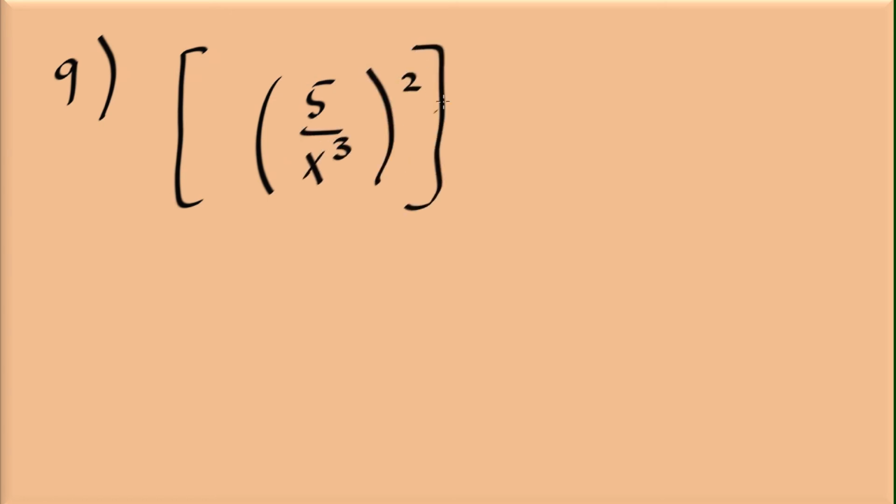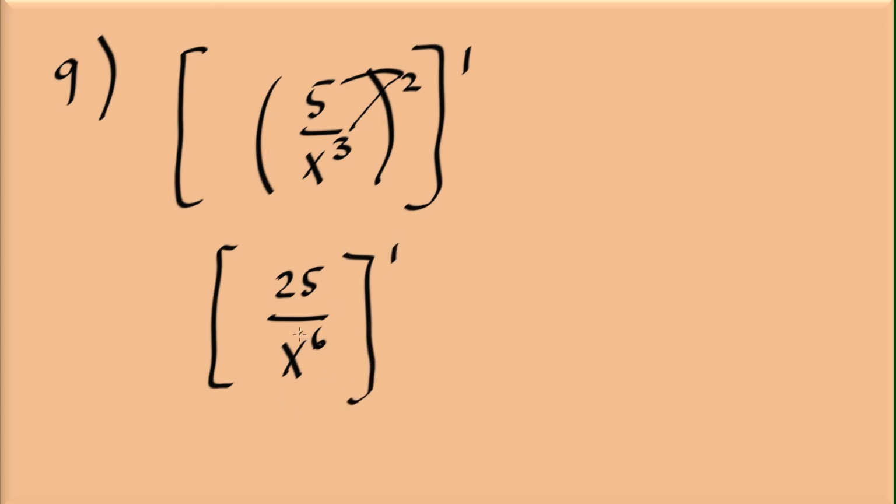Number 9. Let's say we have another reciprocal just to make sure that this is solid. So let's say 5 over x cubed, all squared. What is the derivative? Again, an easier way is to rename it by distributing the exponent 2. We can rename this by raising the 5 to the second power, so now it's 25. And then x cubed squared is going to give us x to the 6. And then find its derivative.